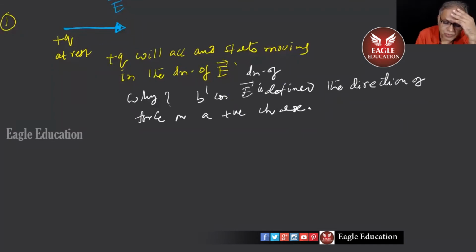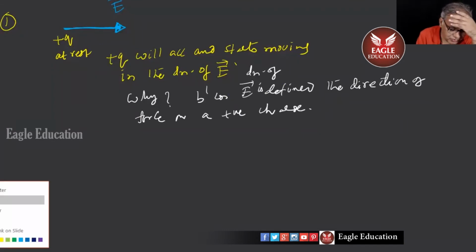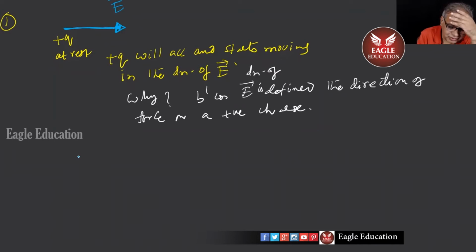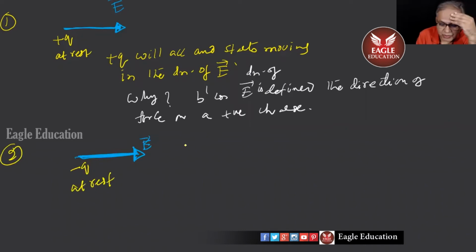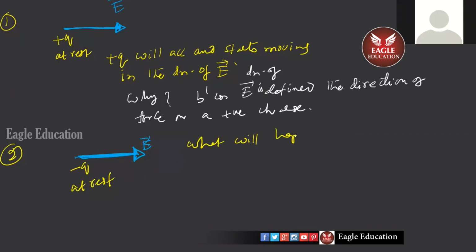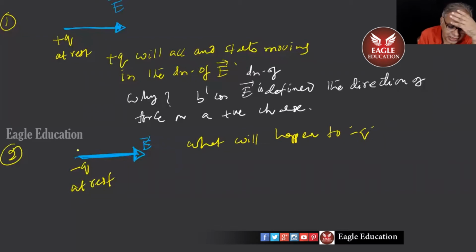The notes are there, they're going to be with you. I want you to think and ask me again. Now the same E I'll put here. Now I'll leave a minus Q charge here at rest. Second example, minus Q at rest. So what will happen to minus Q? It will move away from E. So it will accelerate, starts moving this way.